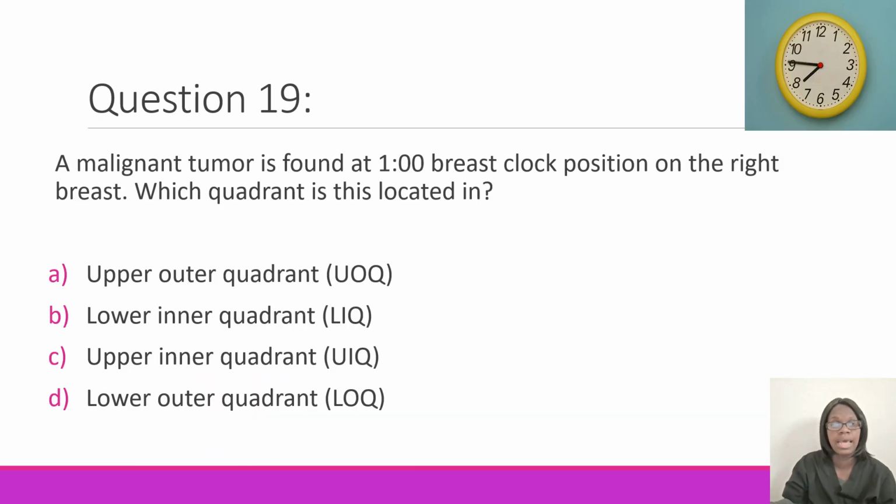Question 19. A malignant tumor is found at 1 o'clock breast clock position on the right breast. Which quadrant is this located in? Upper outer quadrant, lower inner quadrant, upper inner quadrant, or lower outer quadrant?